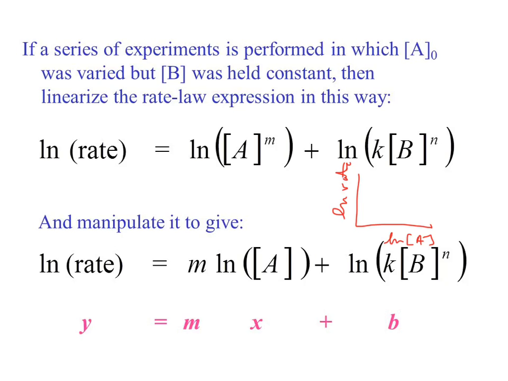It should have a, can't remember if it's a positive or negative slope. I should know this. I guess it must have a positive slope. It should have a positive slope, and the slope of that line, I know it's weird, m is equal to m, but this m is equal to the slope, and this m is the reaction order. So that slope, m, is equal to the reaction order, in this case of A. That's a wonderful thing. So that, in a nutshell, is what we're going to do.